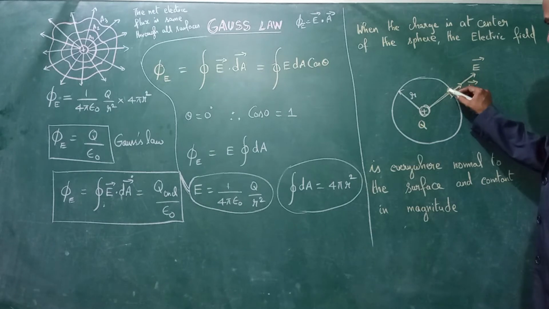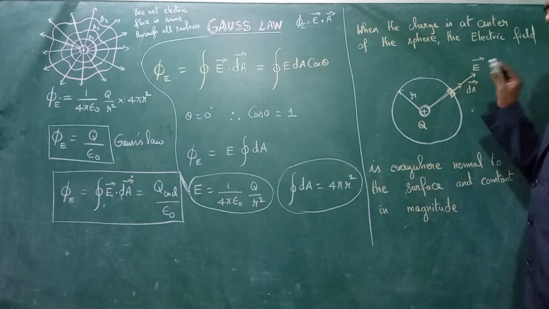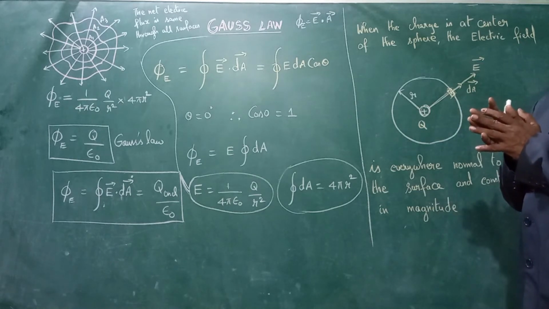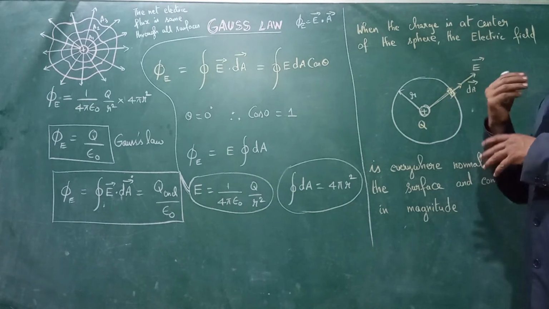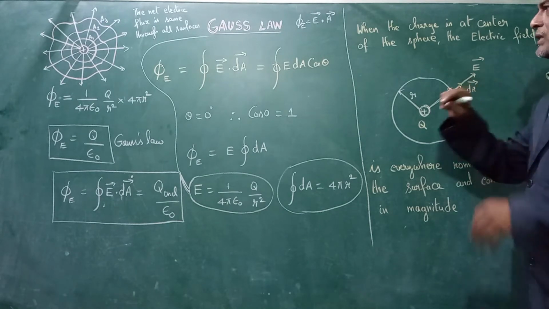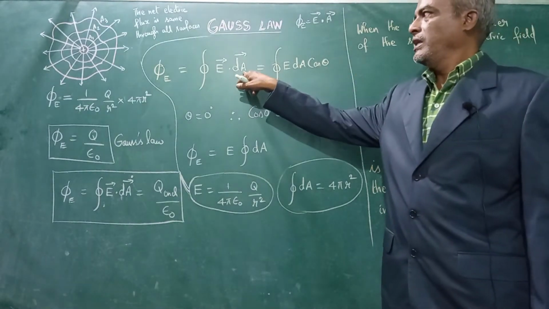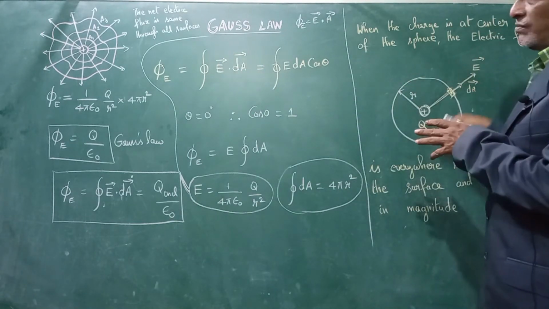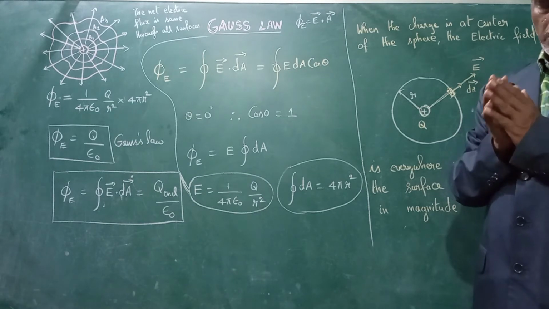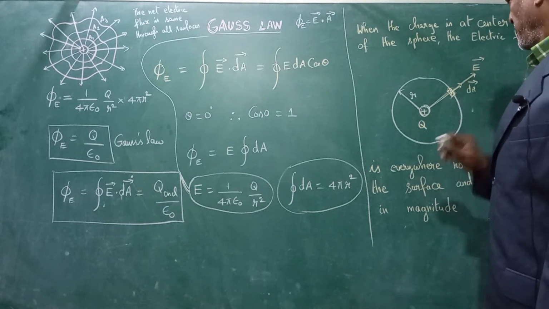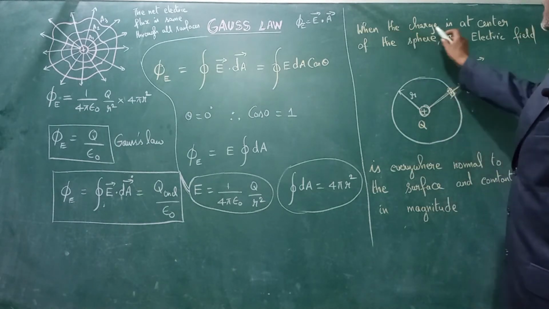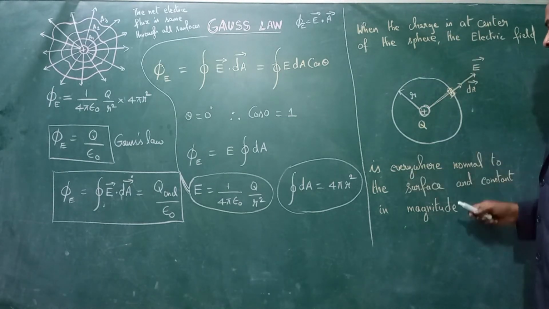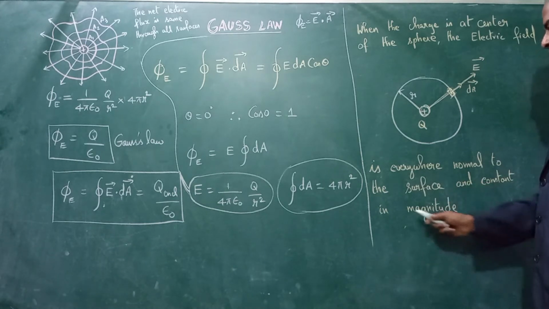So the electric flux at this point can be found out. But I want it for the total surface of the sphere. In that case, what do we have to do? We have to integrate this term, E vector dot dA vector, over the closed surface. The closed surface we assume to be spherical. So when the charge is at the center of the sphere, the electric field is everywhere normal to the surface and constant in magnitude.